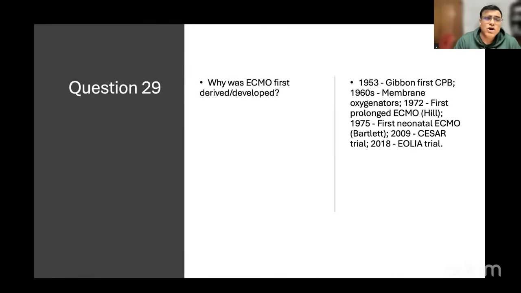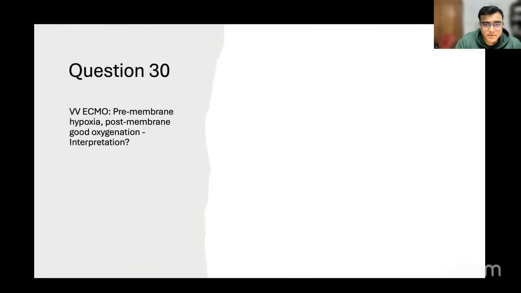In 72, prolonged ECMO was first used by Hill. In 75, neonatal ECMO was used, and after 2009, after the CESAR trial and the 2018 EOLIA trial, we have started using it more often for ARDS management in critical care as well. So it was basically invented for cardiopulmonary bypass, but now we use it a lot for ARDS and these patients, mostly in critical care.